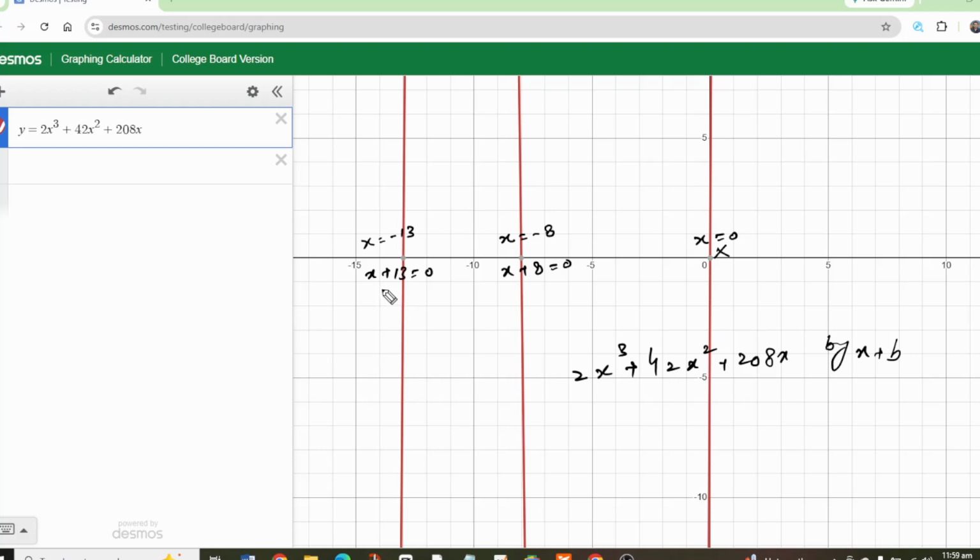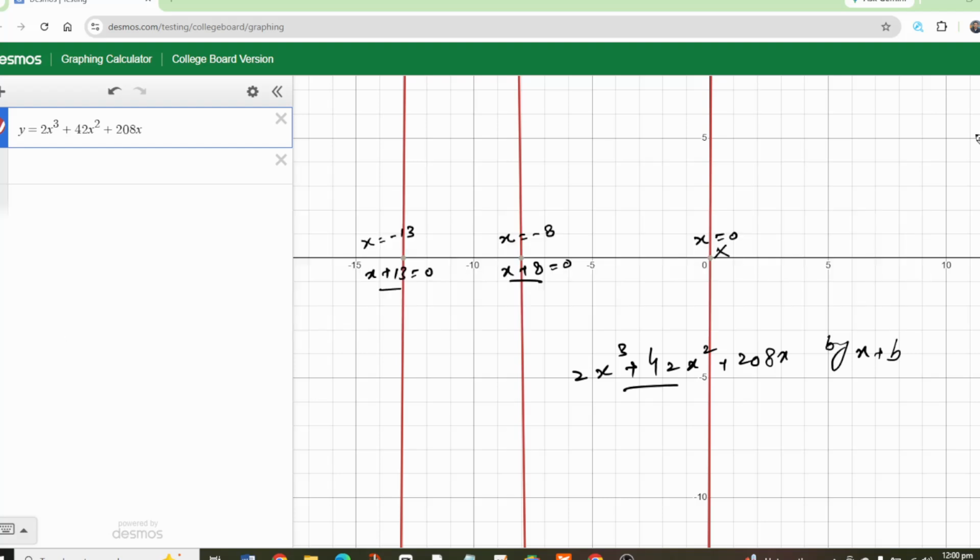So x plus 13 is a factor of this equation, x plus 8 is a factor of this equation, and x plus 0 is a factor of this equation. So b can be 0, that's not positive, b can be 8, and b can be 13. We are looking for the smallest possible positive value.